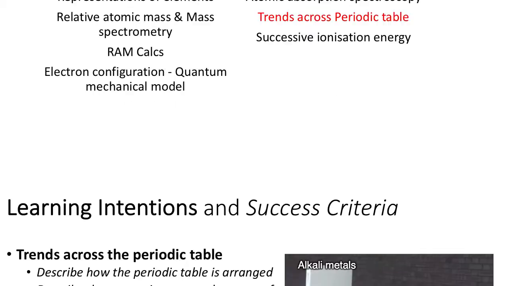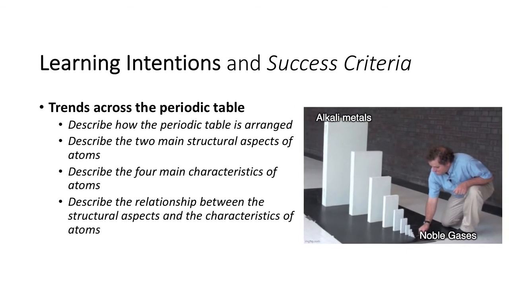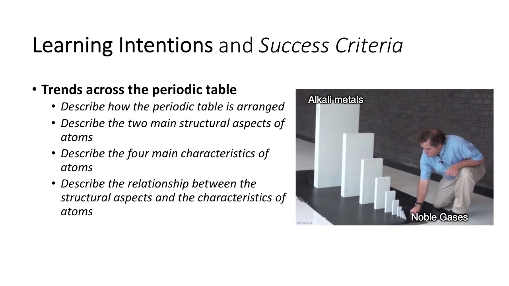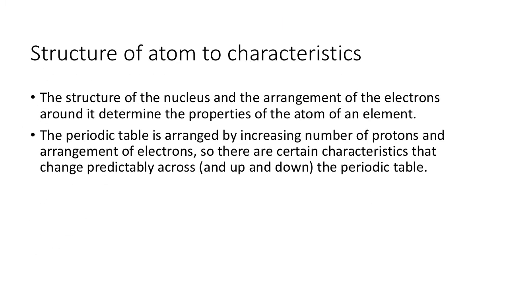Let's get started. Okay, so we're going to be learning about the trends across the periodic table, which means that we're going to be learning about how it's arranged and then the ways that characteristics change as you go left and right or up and down the periodic table. Alright, so let's have a look.